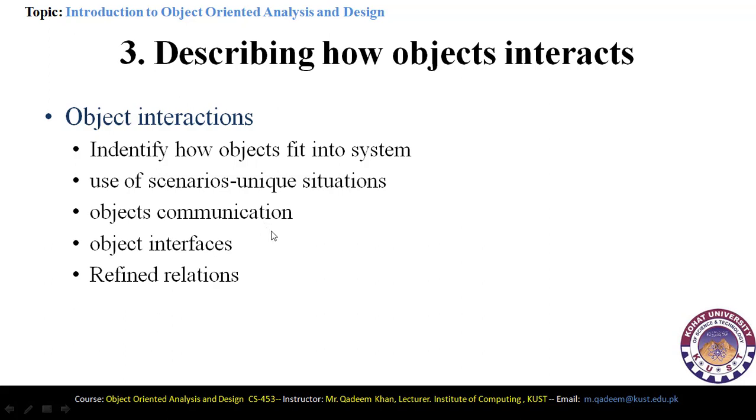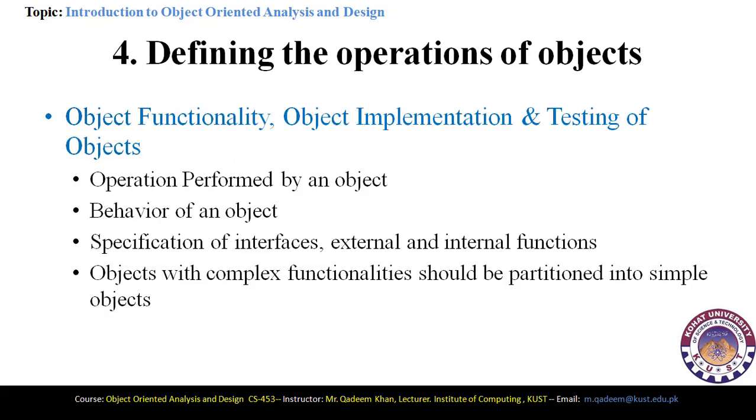Object communication will be performed through the object interfaces. Object interfaces here means that we will specify different sorts of refined relations of the objects with each other. For example, we have the association relation, or the aggregate relations, or certain sorts of inheritance relations between different objects. So here we will specify how the objects communicate with each other in a particular model.